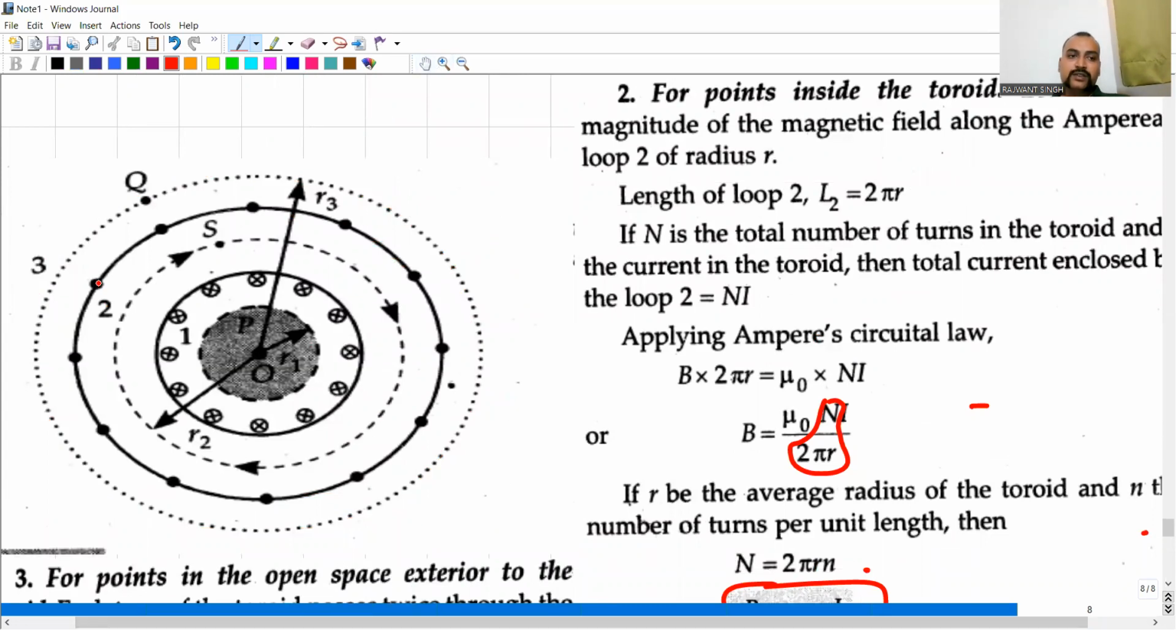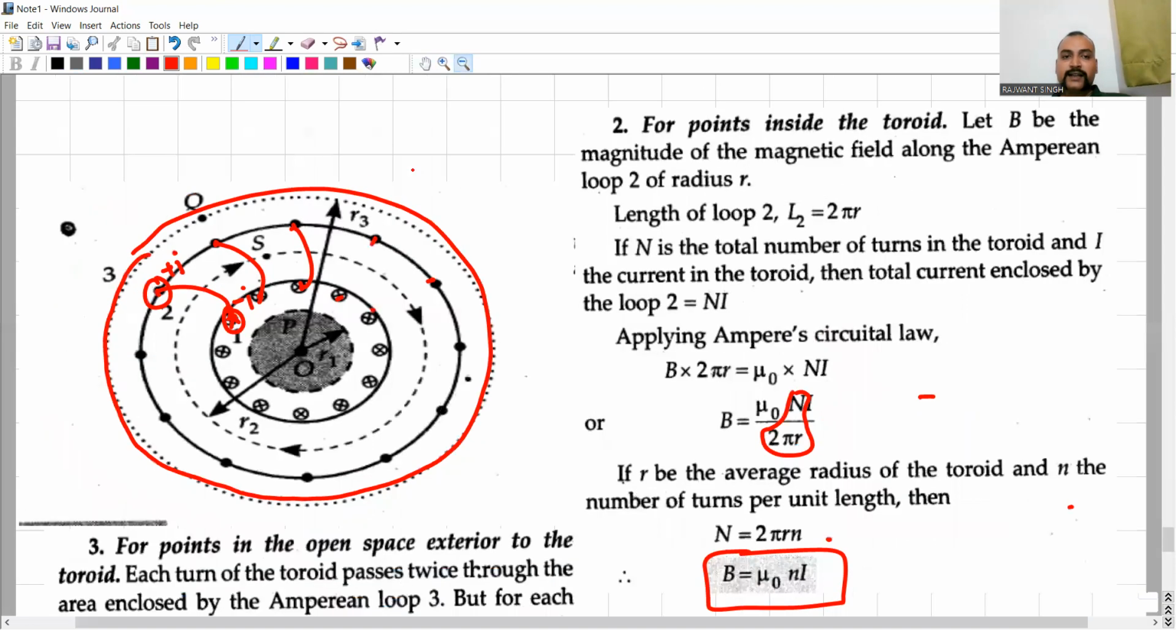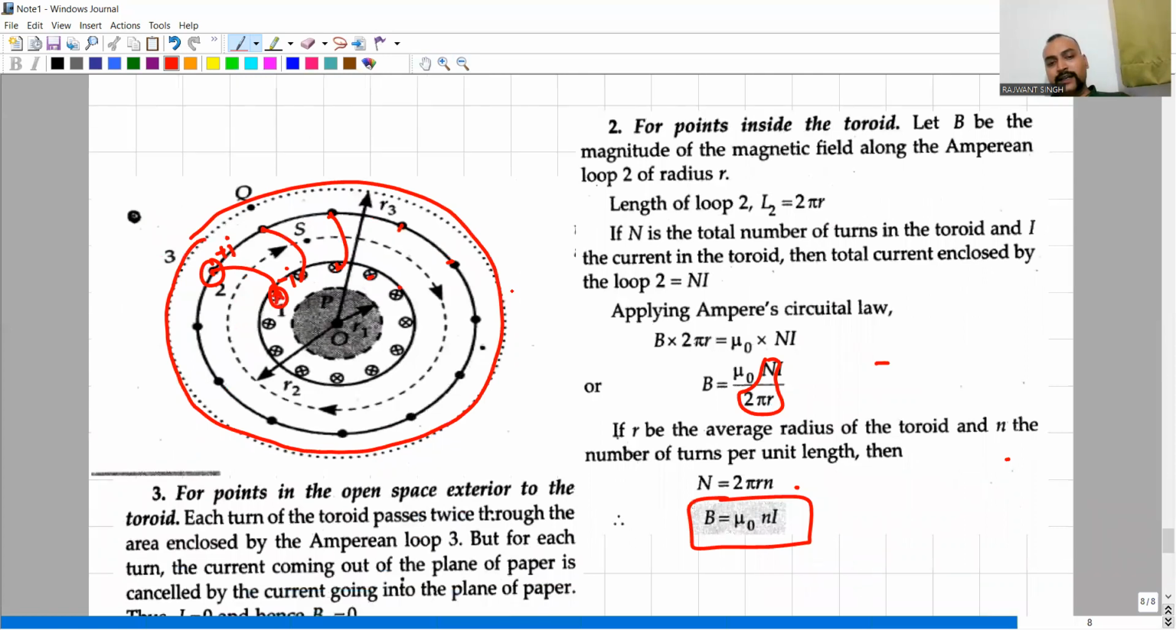Why? Because if this is your third loop outside, here we see a current which is coming out, dot, but for an equivalent value you have a current which is going down, which is cross. So for this current I do plus I, for this one I do minus I, it will cancel out. It will be plus I minus I plus I minus I, and it will cancel out every time, and that is why your net current will become 0.